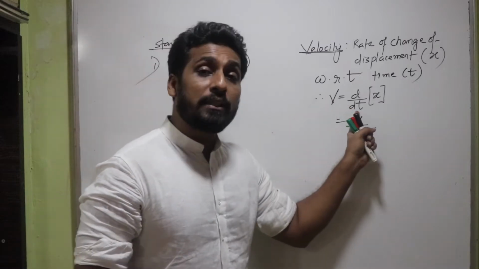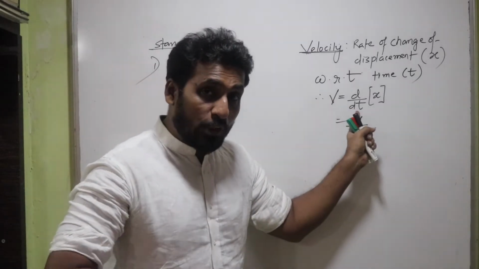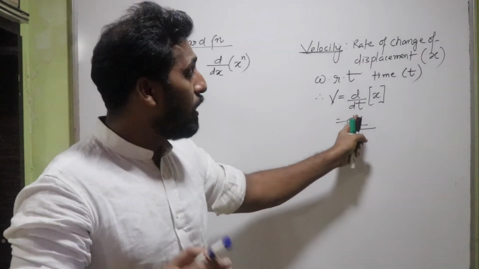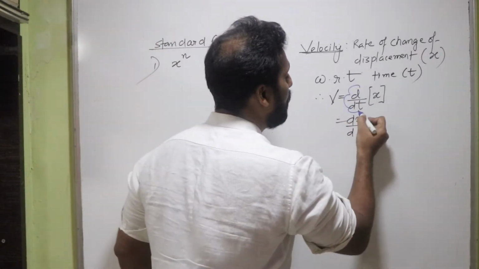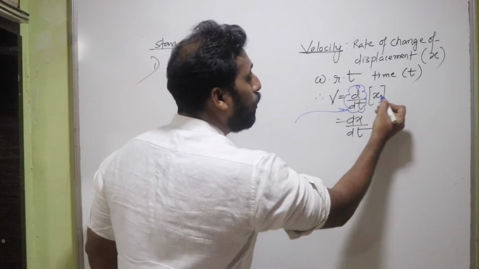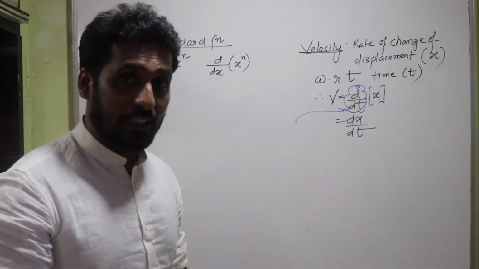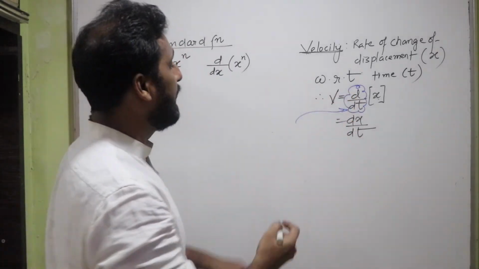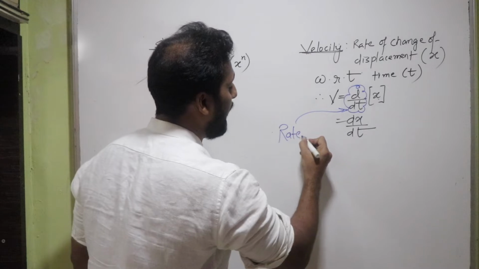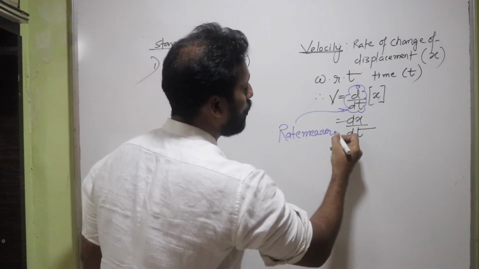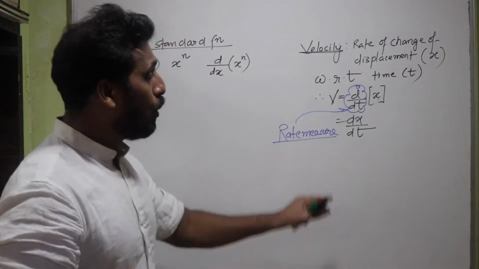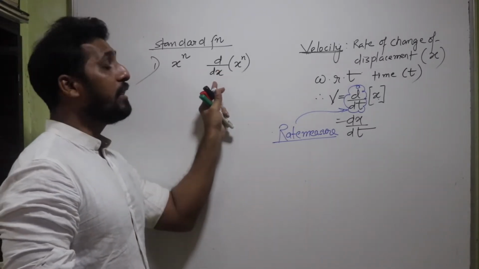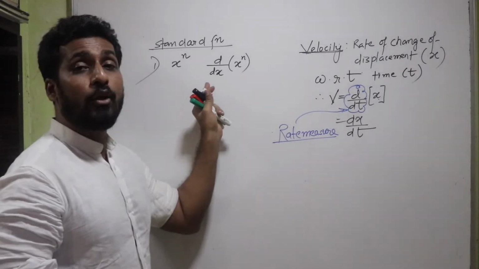This is a very important part of derivatives that you want to remember. So if you want to represent the rate of change of a function with respect to the other function, this rate of change is denoted by d by dt. So who is changing? The displacement is changing. It is changing with respect to what? With respect to time. So this d by dt is called a rate measure. Likewise, if I write the change in x raised to n with respect to x, this is what the meaning of derivative is.